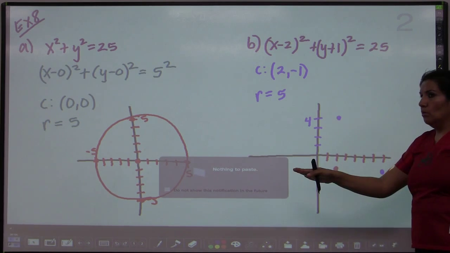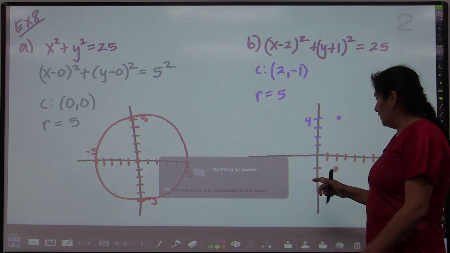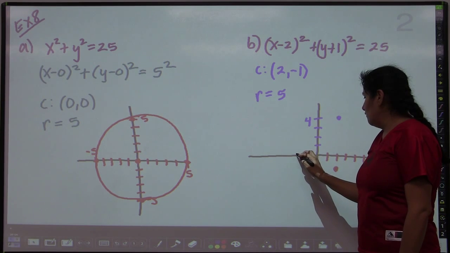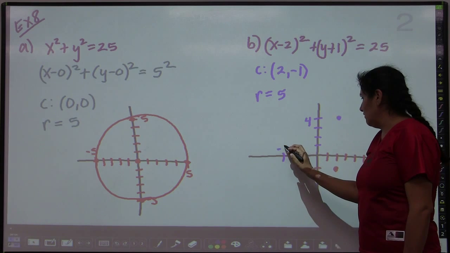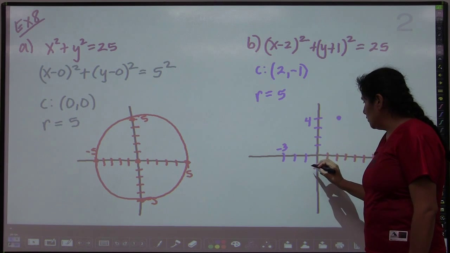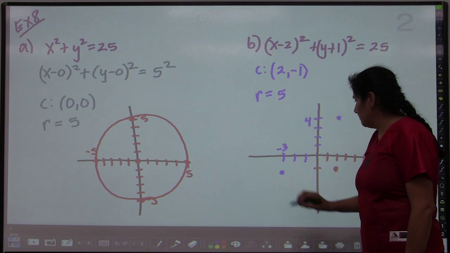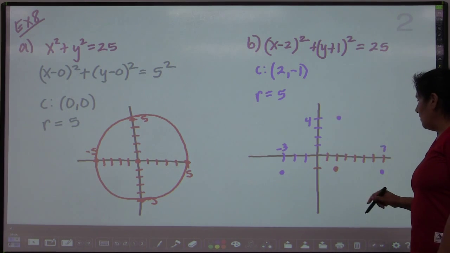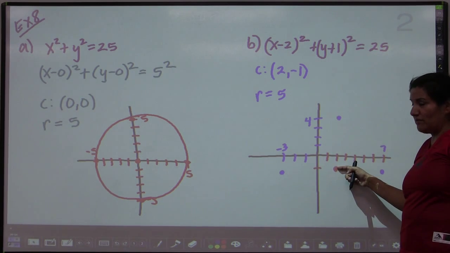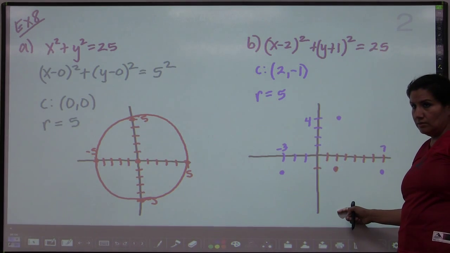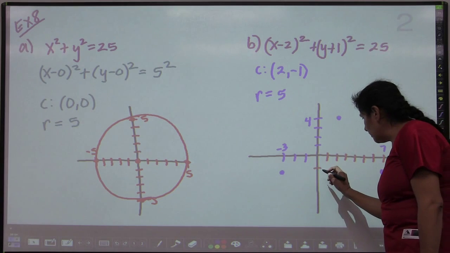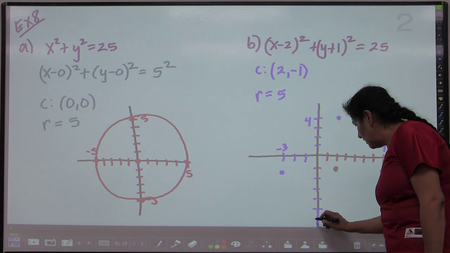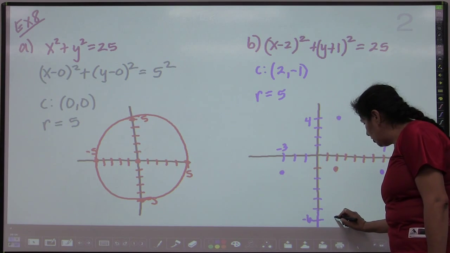If I go west or left, I'm going to have 1, 2, and then 3, 4, 5. That's going to be -3. So 1, 2, 3, 4, 5. There's my point. And then this was a 7, right? And then the last one will be, I'm already at -1. If I go 5 more, where will I be? -6. So it's -1, -2, -3, -4, -5, and -6. Put my little point there.